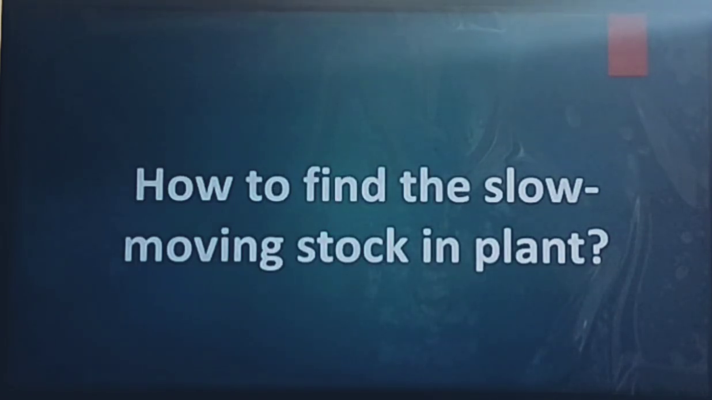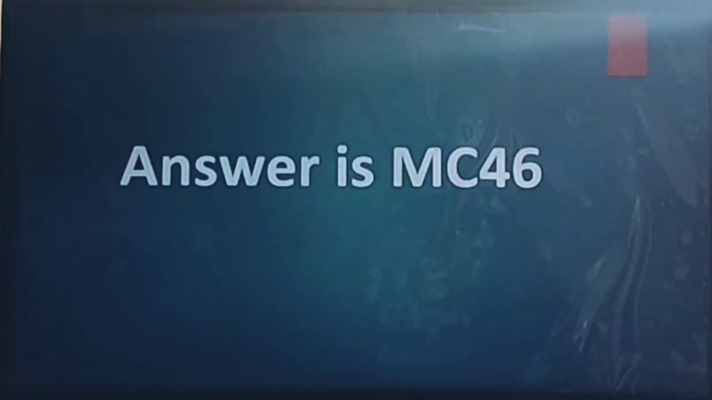How do you find the slow moving stock in a plant? If there is very minimal movement of the stock over a long duration, maybe more than 400 or 450 days, where the movement of the stock is very slow, like once or twice, that is considered slow moving stock. The T code is MC46. MC46 is the T code to check the slow moving items in the inventory.